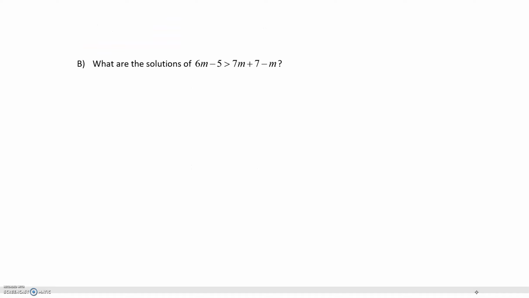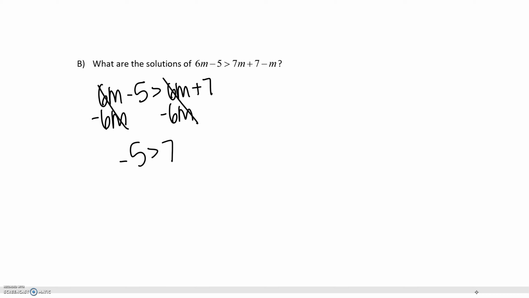So on this one, we need to combine like terms first. So we should have 6m minus 5 is greater than, we have 7m minus m, that leaves us with 6m plus 7. We subtract 6m from both sides. Those cancel out, and that leaves us with negative 5 is greater than 7, which is not true, and that means we have no solution at all.